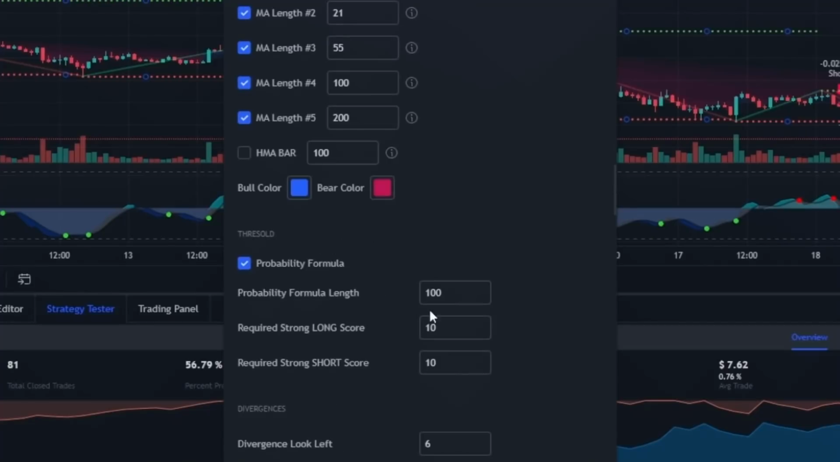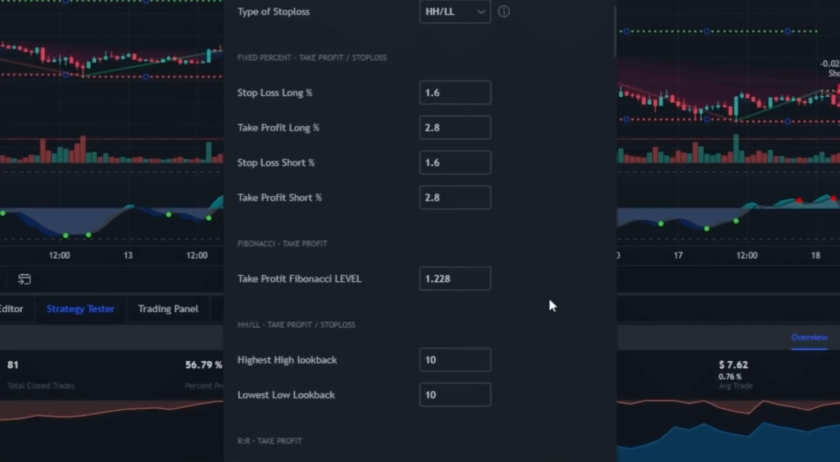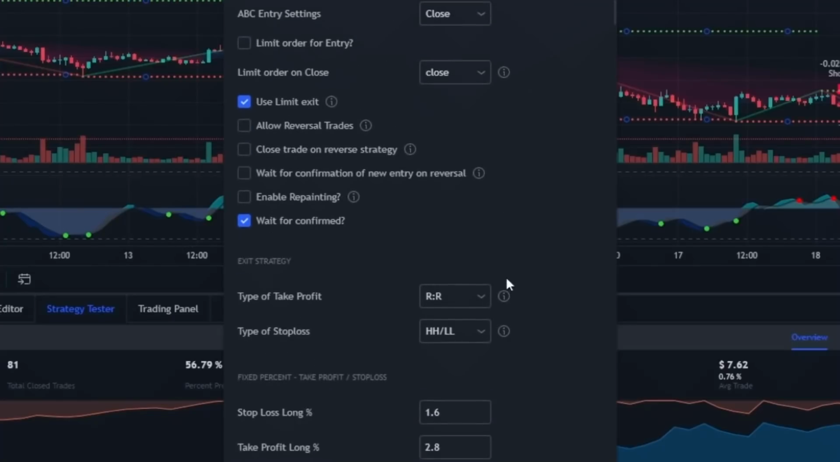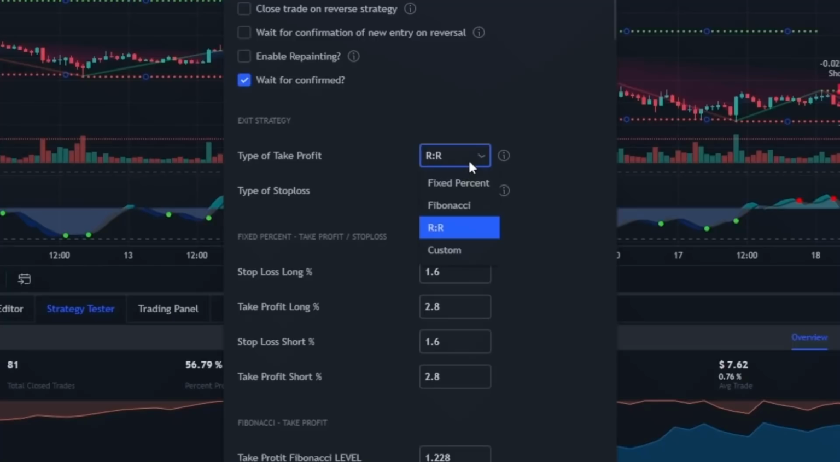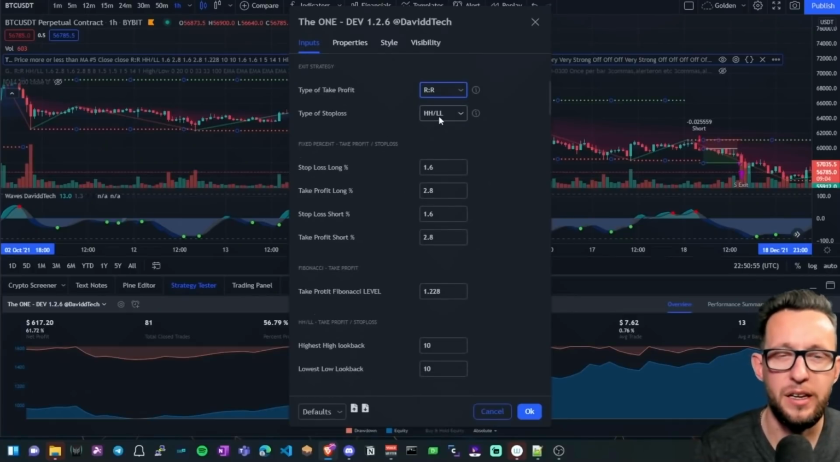I've also gone all the way up to the top here, and then I've gone and given us our entry and stop loss. So our stop loss and take profits are actually here, so you can choose your type of stop loss and take profits. So we're going to use an R and a higher high and a lower low. Now this is the rules of the strategy.